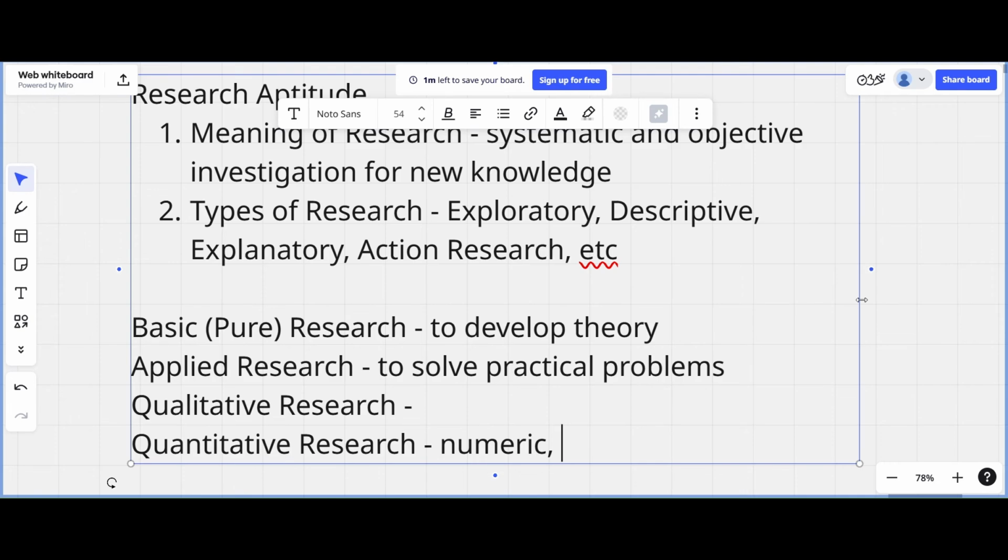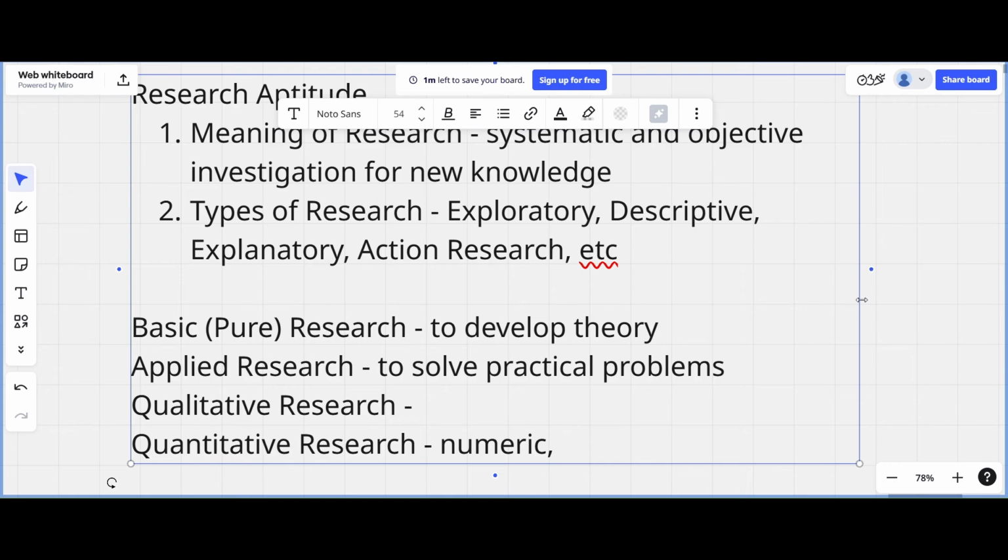Is it numeric or non-numeric? It's numeric. Okay, if it's numeric, that means quantitative. Do you get it? It involves numbers, like statistics and data. For example, if you search how many people died of COVID, because of Corona, in Churachandpur district, then that is quantitative data.